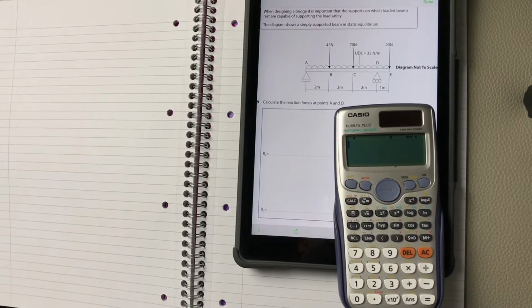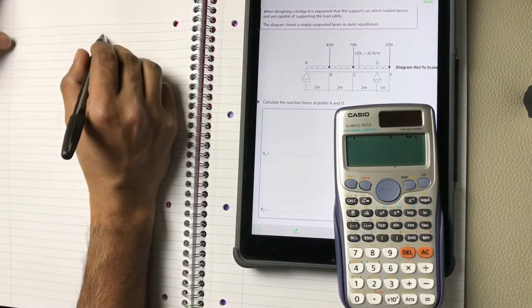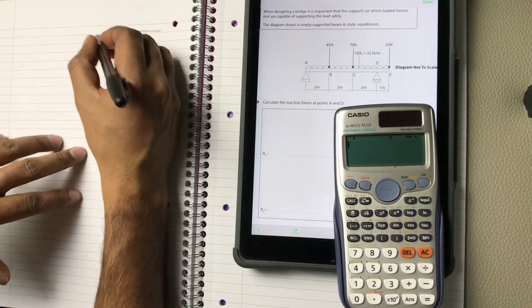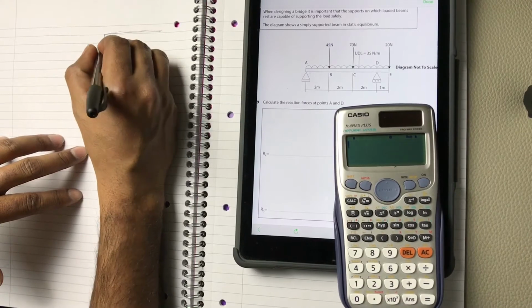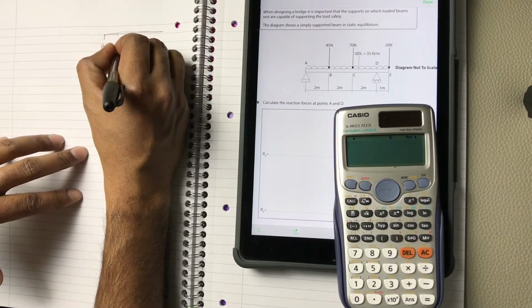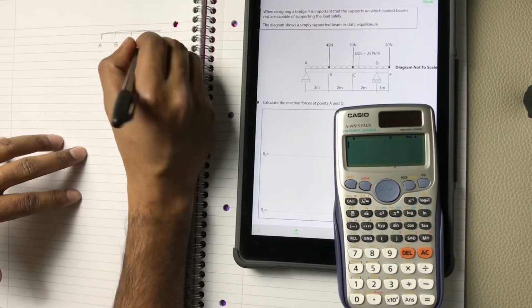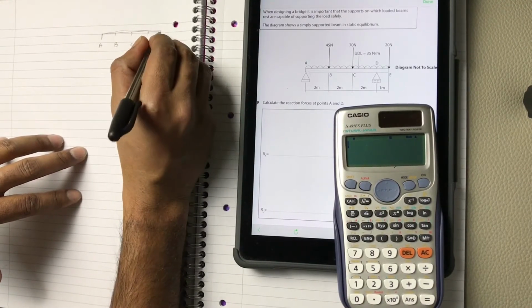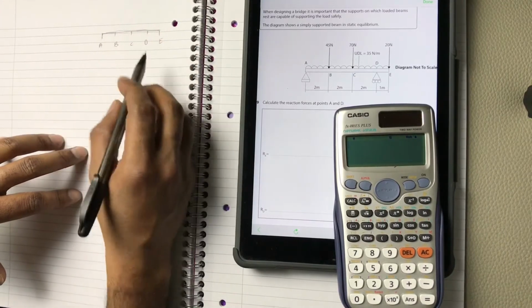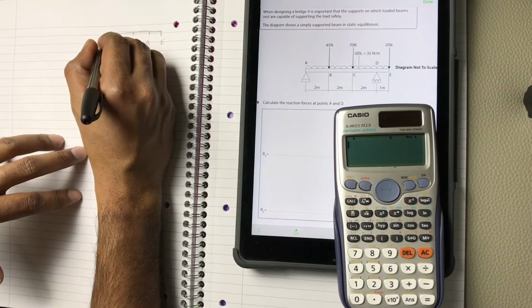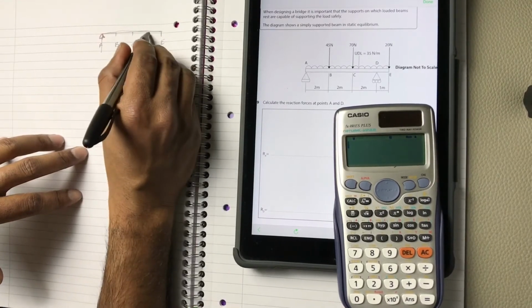So here we go. First of all, we start off by drawing a very rough diagram, as fast as possible. That's A, B, C and D with a slight overhang here, which is E. So you've got our 5 points, and here you've got a simple pin support, and at D you have a roller support.